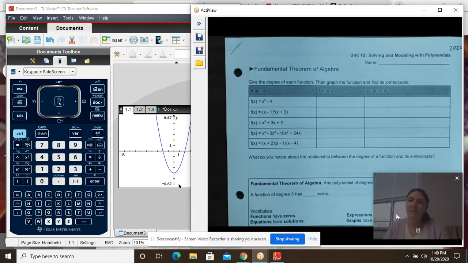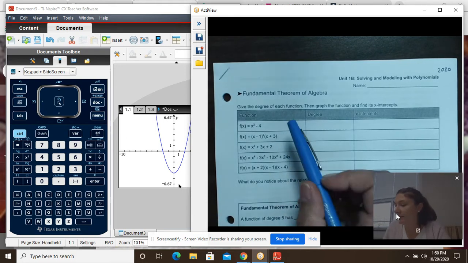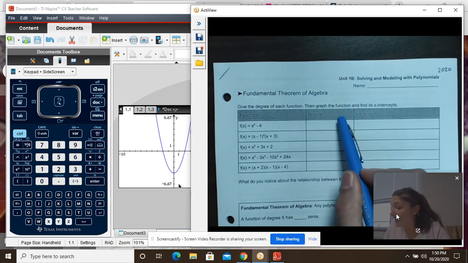Guys, today we are going to start off our Unit 1B notes by taking a look at something called the fundamental theorem of algebra. So in our notes packet on the very front page, it's asking us to give the degree of each function and then graph the function and state its x-intercept.